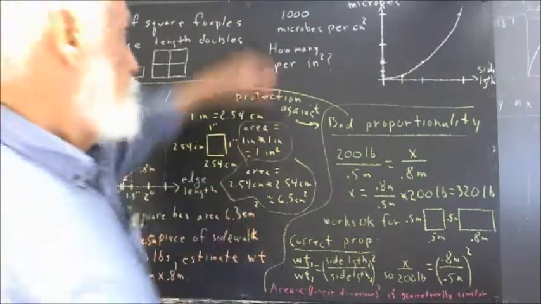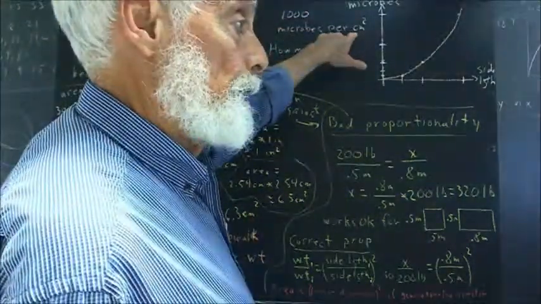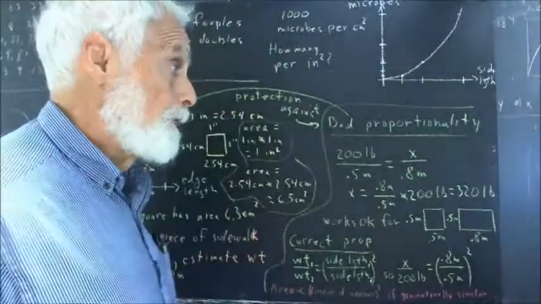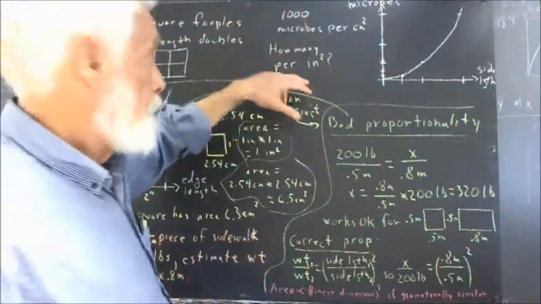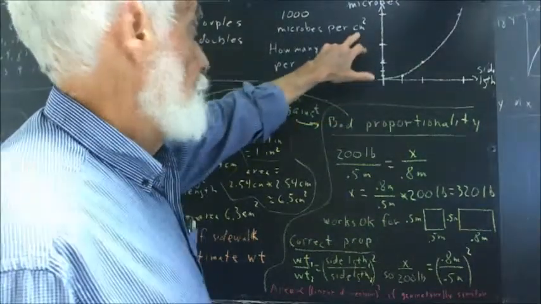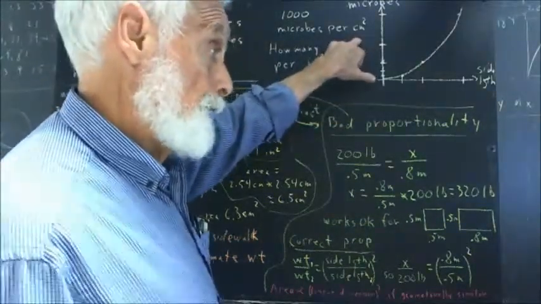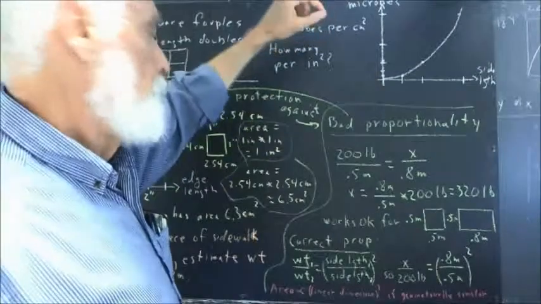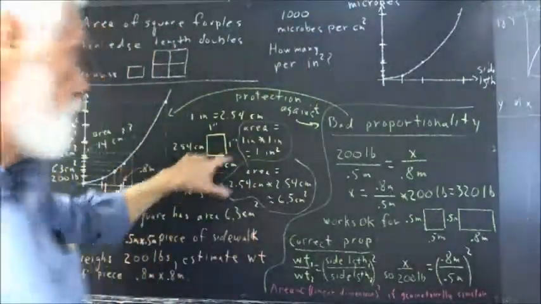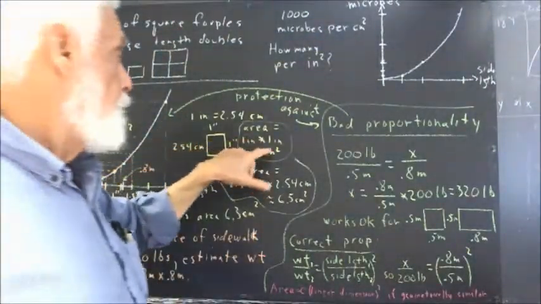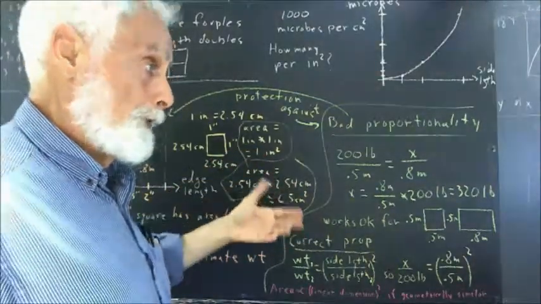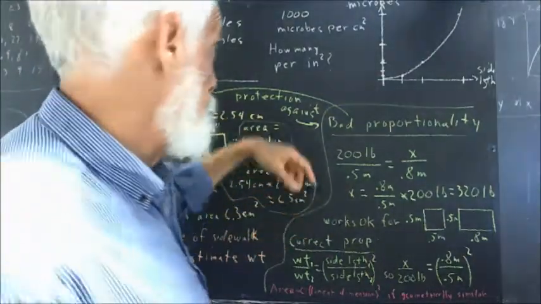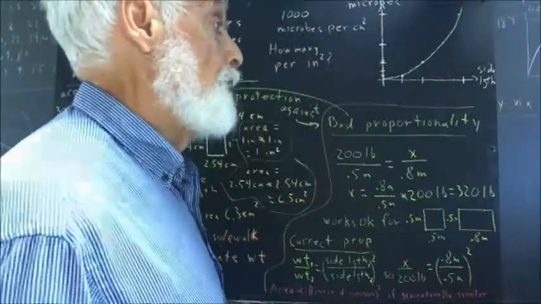Okay, let's say that we know that there are 1,000 microbes per square centimeter spread out over a floor. How many is that per square inch? Well, we can easily calculate that. If we know that an inch is 2.54 centimeters, then we just do what we saw over here and calculate the area. 1 square inch is about 6.5 square centimeters, and I'm not going to review that calculation. It's a very simple calculation.